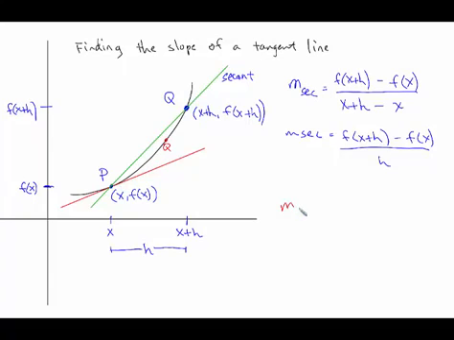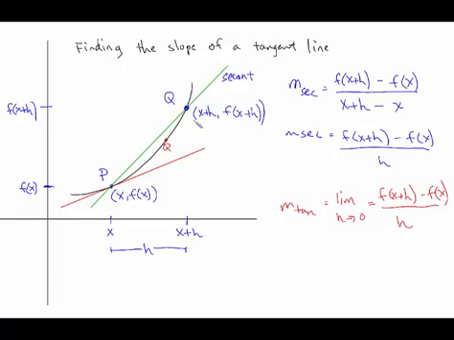So the slope of the tangent line is equal to the limit as h approaches 0 of our difference quotient right here, right? So we have f of x plus h minus f of x, all over h. So this right here is the slope of the tangent line. That's how we go from this, the slope of the secant line, to the slope of the tangent line. We take the limit of this.